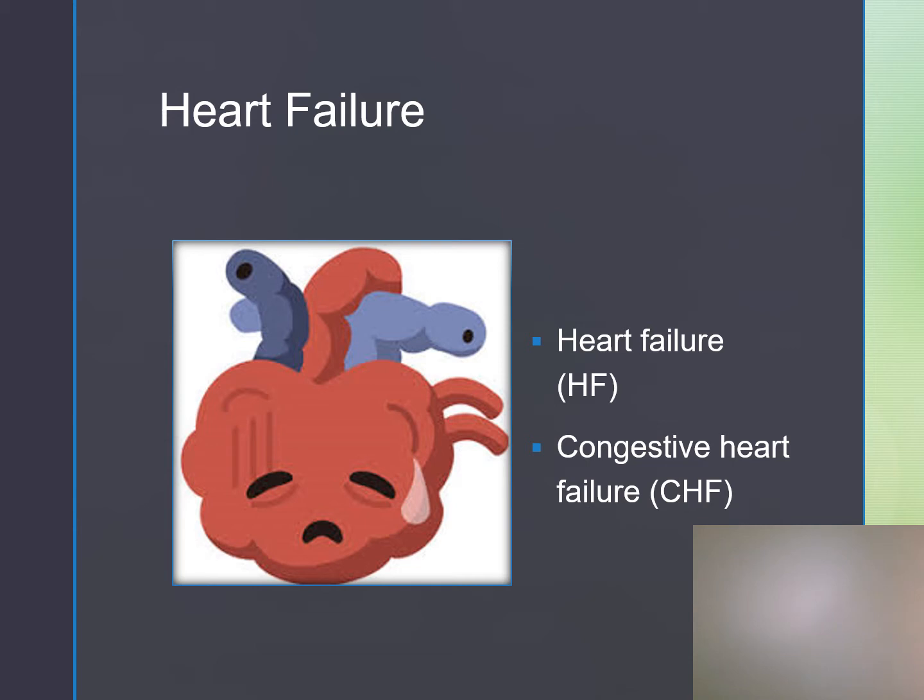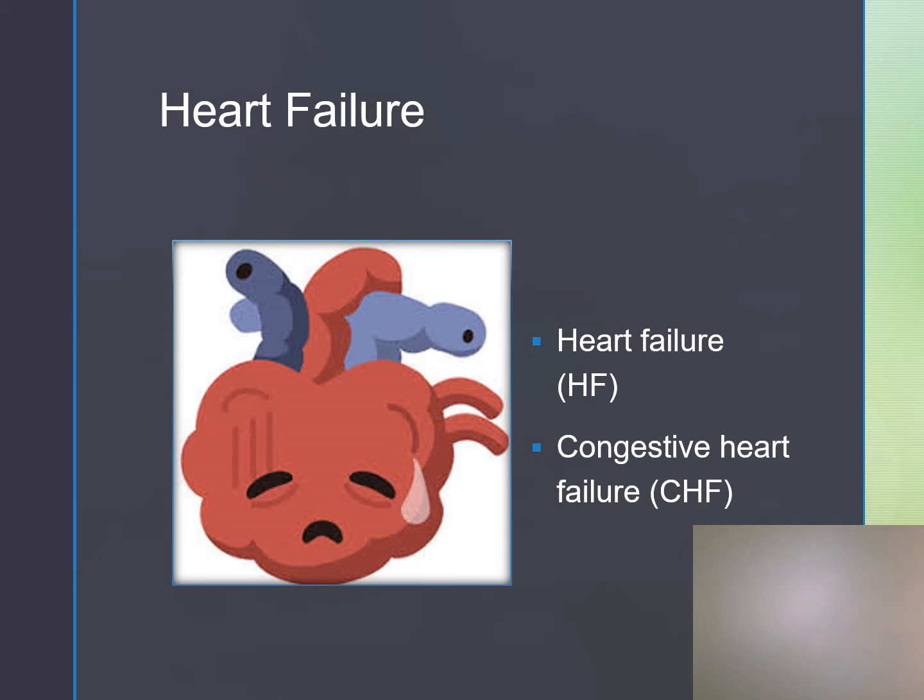There is a class 1 heart failure, which is mild, and we see ordinary physical activity not causing fatigue, palpitations, or dyspnea, and there's no limitation of activity. With class 2, it's still considered mild. These clients are comfortable at rest, but ordinary physical activity will result in fatigue, heart palpitations, or dyspnea.